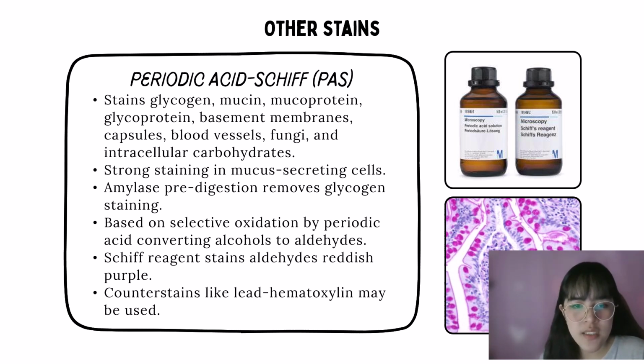This method depends on the selective oxidation by periodic acid of free hydroxyl groups on two adjacent carbons, converting the alcohols to aldehydes. The aldehydes are then detected by the Schiff reagent, which stains them reddish purple. Other tissue components stain according to the counterstain used. Lead hematoxylin or another basic stain is often the counterstain.